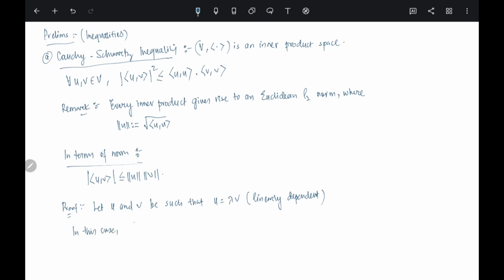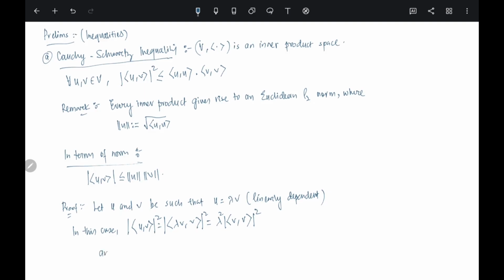you see that the inner product of u and v is nothing but the inner product of lambda v and v, and that is nothing but lambda times the inner product of v with itself. If I take the modulus and square of that, it becomes lambda square times the inner product of v and v, squared. So this is nothing but equality. So basically you can write it like this, and let's do the other part.